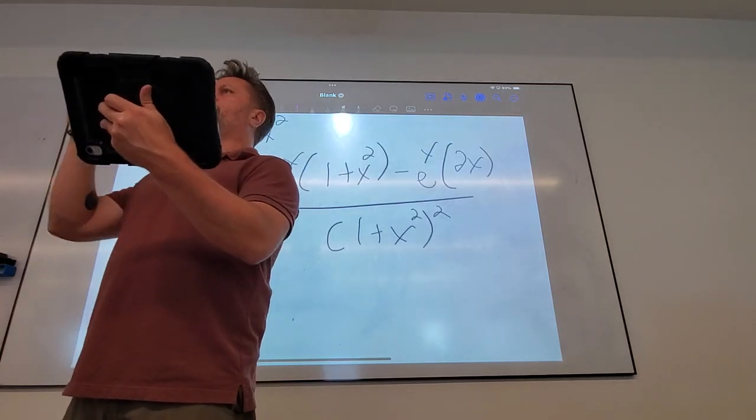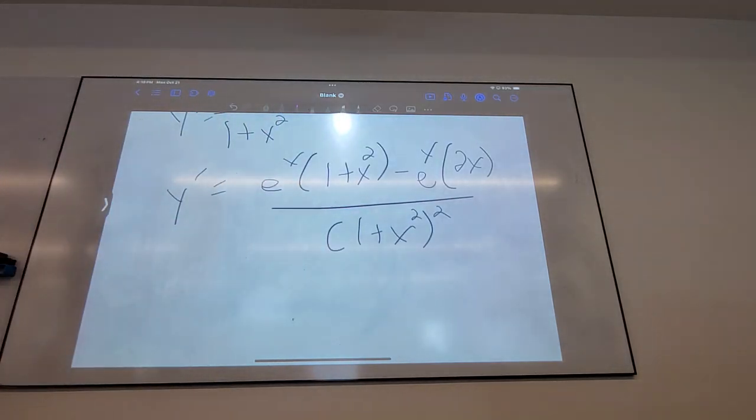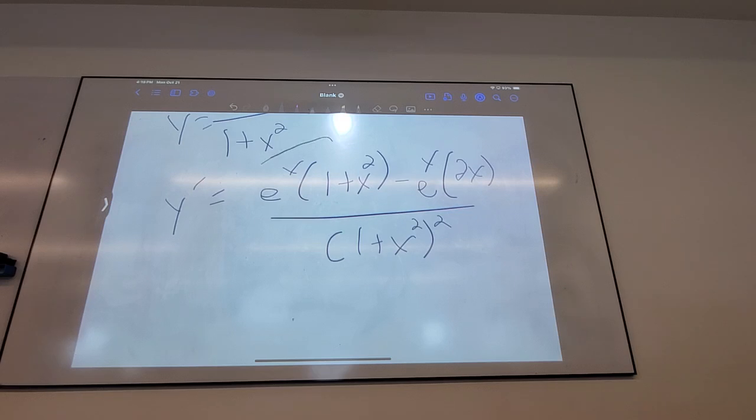Critical numbers come from where this is undefined. The only way this could be undefined is if the bottom is 0, and the bottom can't be 0, so I can effectively ignore it. What's the only way a fraction could be 0? If the top is 0. So I can just focus on that. Effectively, screw the bottom, because it only gives me answers if it becomes 0.